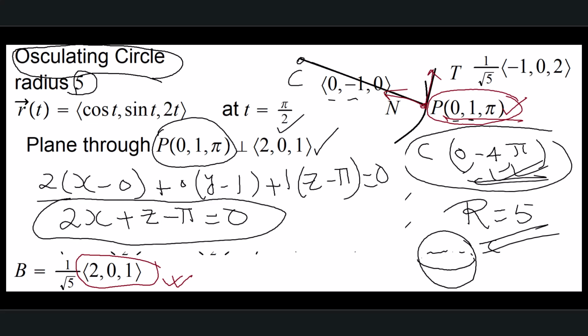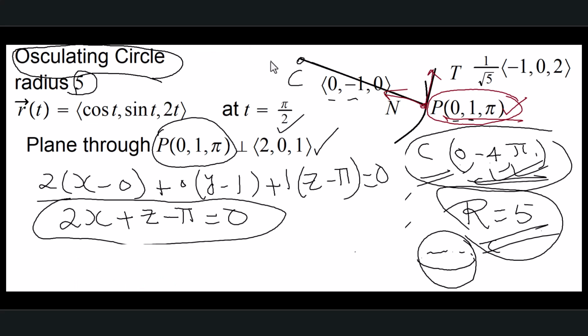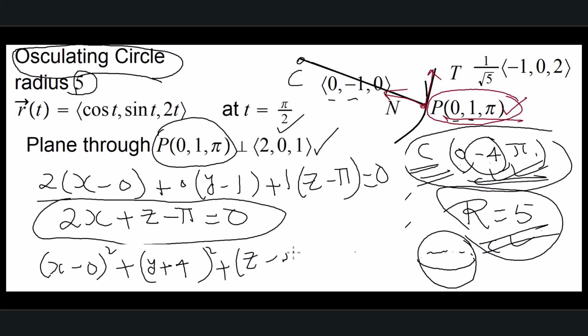Now let's get the equation of the sphere that has center C and the radius 5, and that I will just write directly by just using the coordinates of the center and the radius. So what would that equation be? So using again this and this, an equation of the sphere is going to be x minus 0 squared plus y, then minus 4 is y plus 4 squared, and then z minus pi squared equals how much? 5 squared, that is 25.